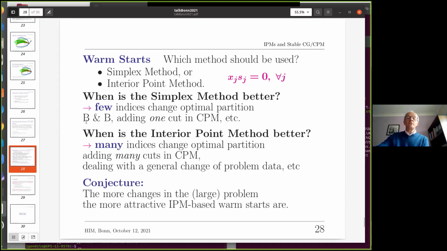This is typically the case of branch and bound, or adding just one cut in cutting plane method. The simplex method is the likely winner. If you have many indices that have to change the partition, or for example, you add 500,000 cuts in cutting plane method, or deal with the general perturbation of the problem data, all constraints have been moved, shifted, rotated a little bit, then interior point is the very likely winner. So here's the conjecture. The more changes in the large problem, the more attractive IPM-based warm starts should be.